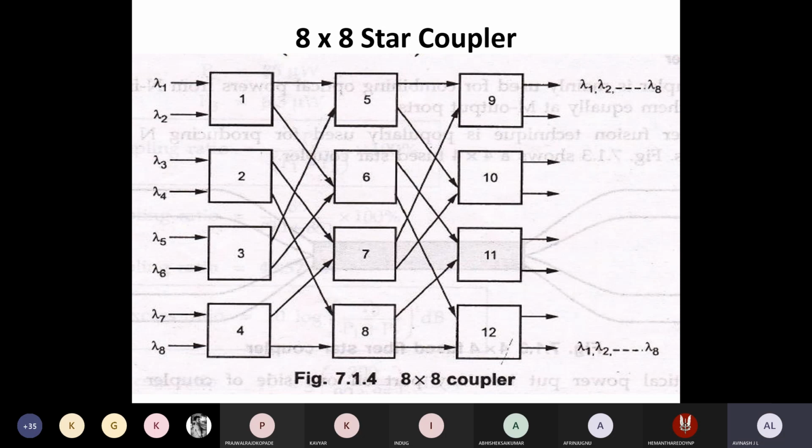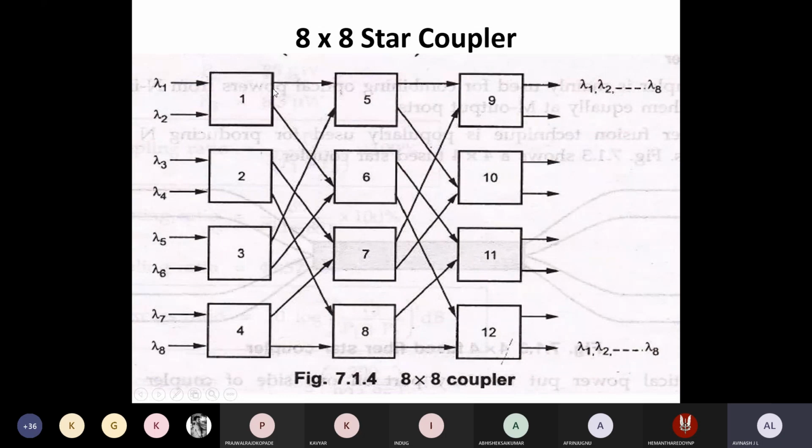So whatever the power we take, that particular power will get equally distributed. Now, in this particular star coupler 1, what happens? Lambda 1, lambda 2 is coming as the input. So output ports of 1 will be having the content lambda 1, lambda 2. In the second output also lambda 1, lambda 2 will be there.